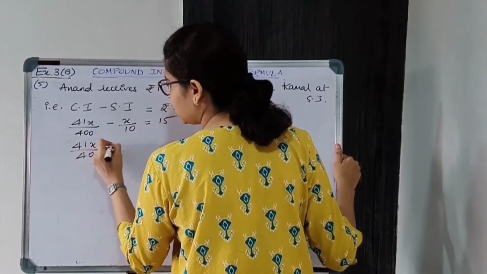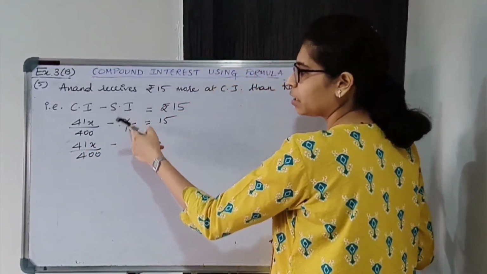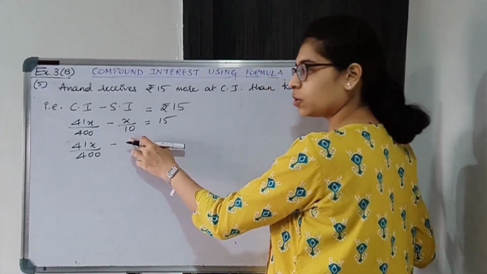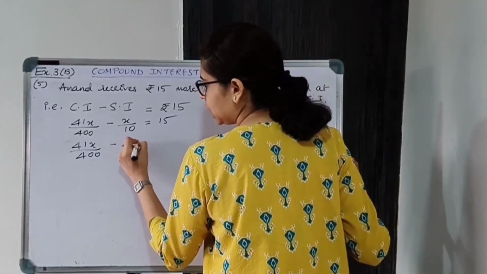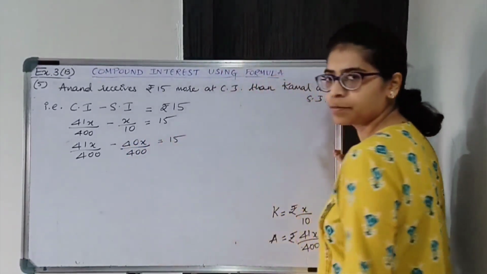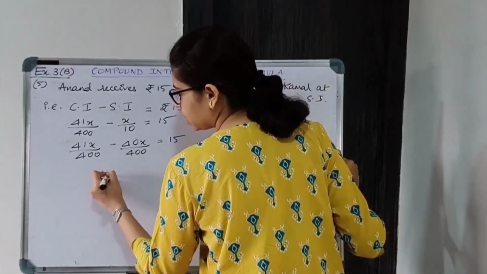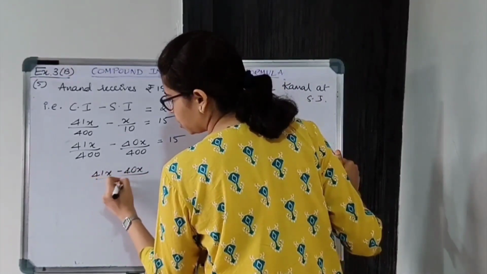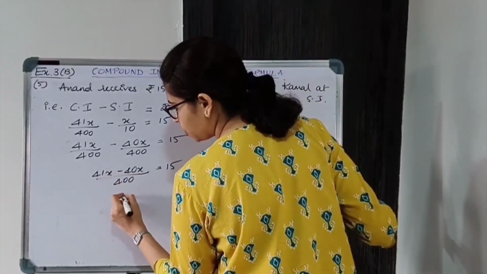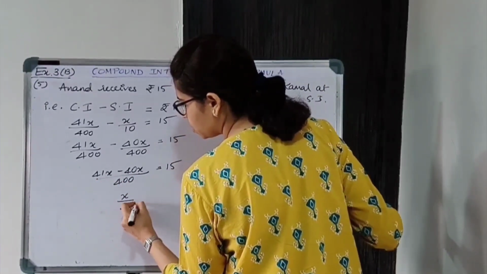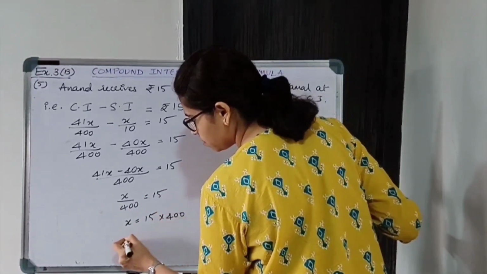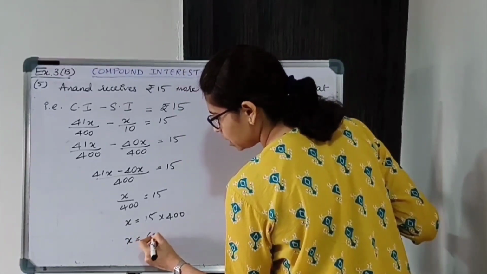Now let's equalize the denominator. So here we'll multiply by 40. Numerator and denominator, we want it to be 400. So 40x upon 40 into 10 gives 400, is equal to 15. So now we get 41x minus 40x upon 400. We can take a common denominator. So 41x minus 40x gives x upon 400 is equal to 15. So x is equal to 15 into 400. 15 fours are 60 and two 0s.